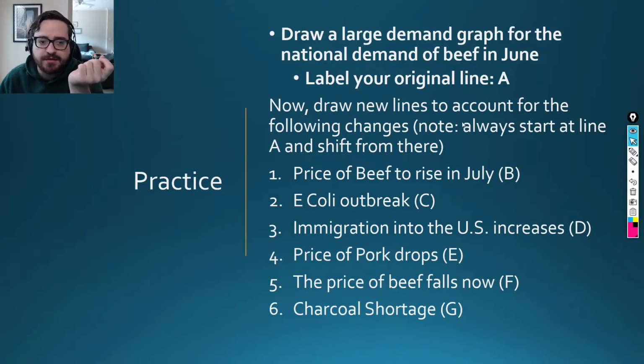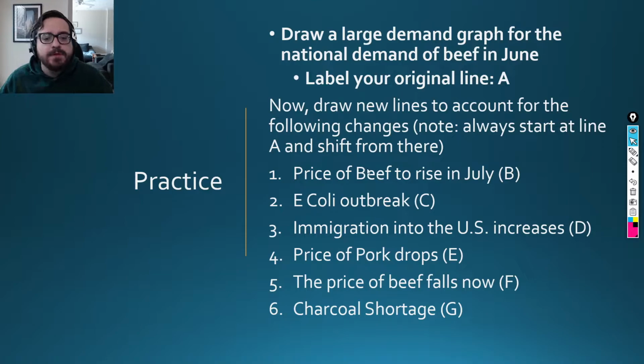Draw new lines to account for the following changes. Always start at the initial line and then shift from there. And go through these 6 scenarios. You will either be drawing a line or a new point on your line. And the way to tell is, if it's a change in demand, which is the stuff from TRIPE, you will move the entire line. The only thing that changes just quantity demanded is a change in just the price of the good right now. So we got these 6 scenarios. Let's go through them. Pause the video and then go through these and draw them yourself.